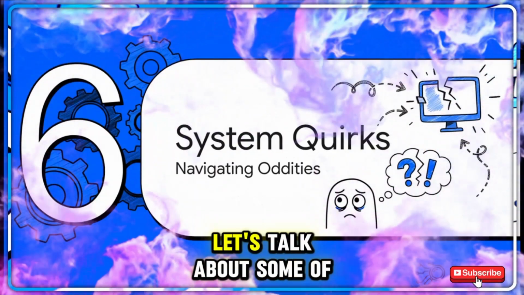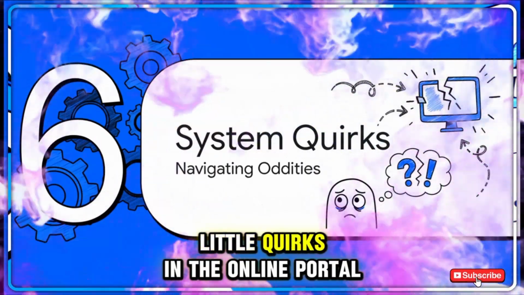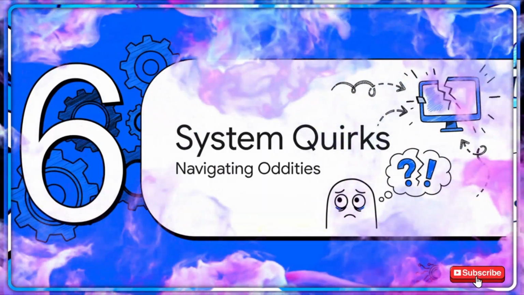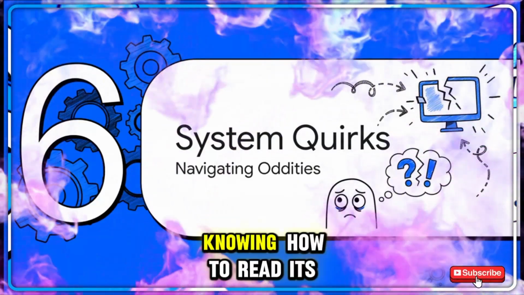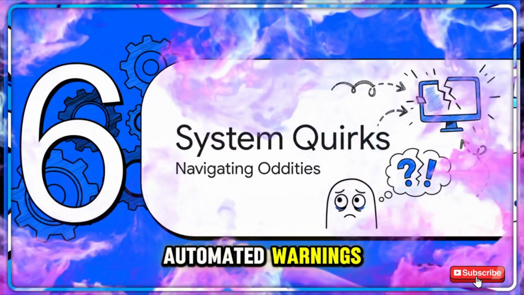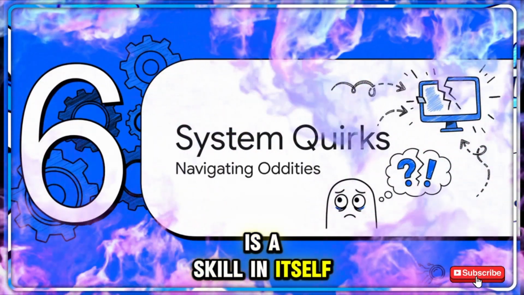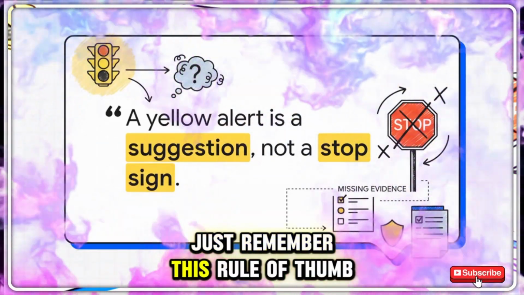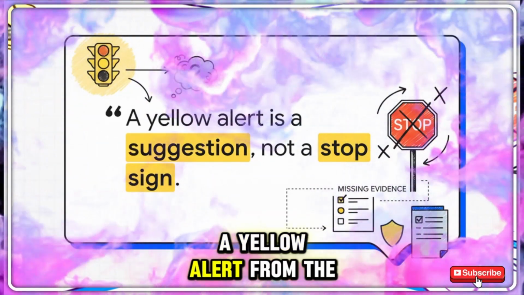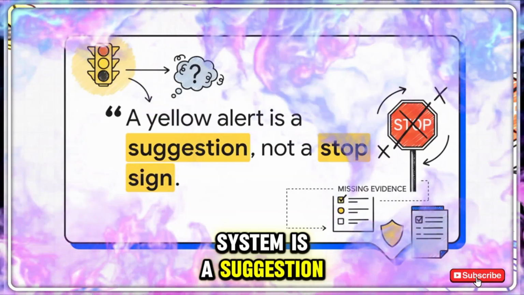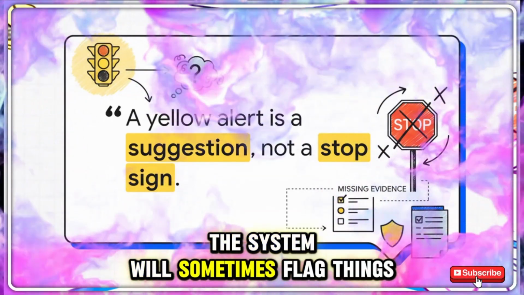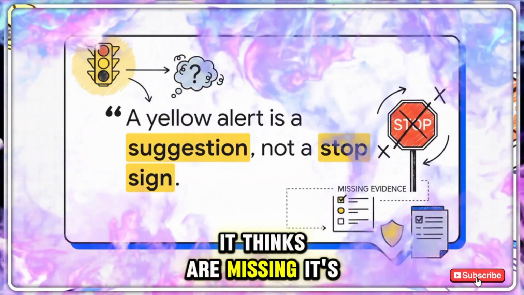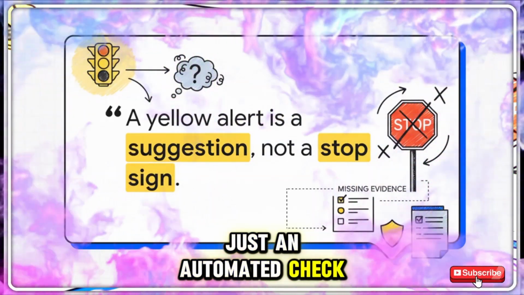And finally, let's talk about some of the weird little quirks in the online portal. It's a really powerful tool, but let's be honest, it's not perfect. Knowing how to read its automated warnings is a skill in itself. Just remember this rule of thumb. A yellow alert from the system is a suggestion, it's not a stop sign. You see, the system will sometimes flag things it thinks are missing.